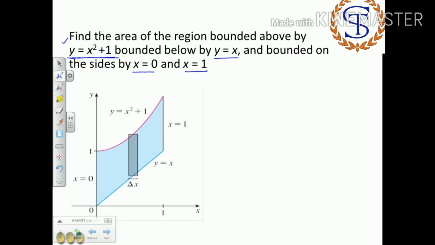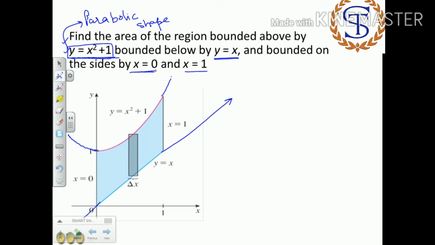Now first of all, we have to plot the curve of y equals x squared plus 1. What is the curve of y equals x squared plus 1? It represents a parabolic shape. And what is y equals x? It is a straight line.